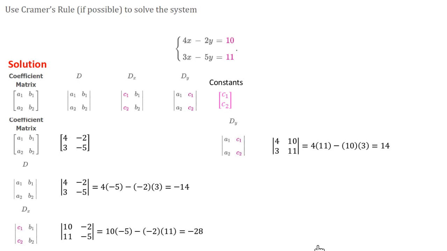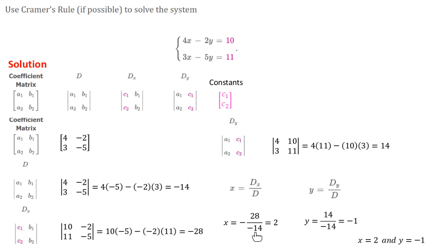So even after all that work, we're not quite done, right? We need to actually find the answer, which is given by this right here. So we know that dx is -28 and d was -14. So -28 divided by -14 gives me a +2. And then dy is 14 divided by d, which is -14, gives me a -1. So my answer is 2 and -1. Okay. So those are some ways to use the inverse and the determinants.